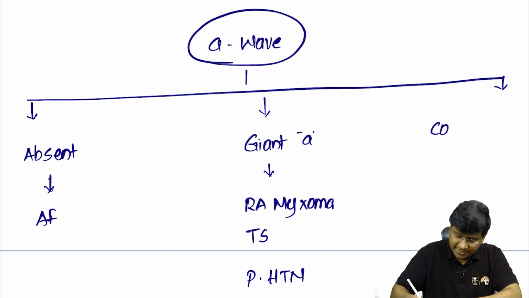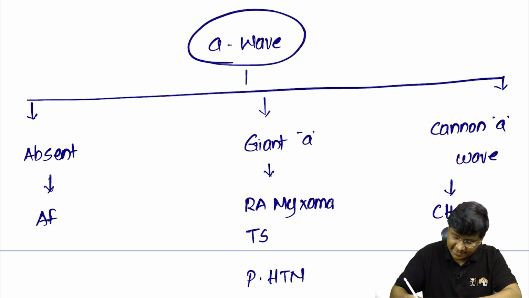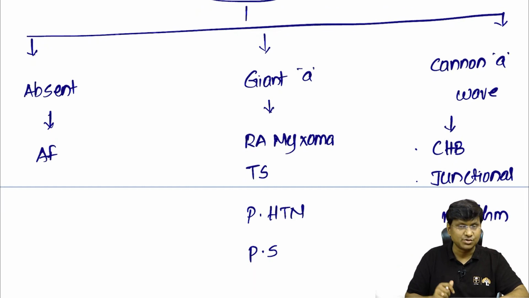Then you need to be aware of the conditions where you have the presence of the cannon A wave. So cannon A wave is present in clinical scenarios like complete heart block as well as junctional rhythm. So these are the scenarios where you have the cannon A wave. Cannon A wave is that where the pressure within the right atria will increase almost up to 20 millimeters of mercury or beyond 20 millimeters of mercury. These are the abnormalities of the A wave.